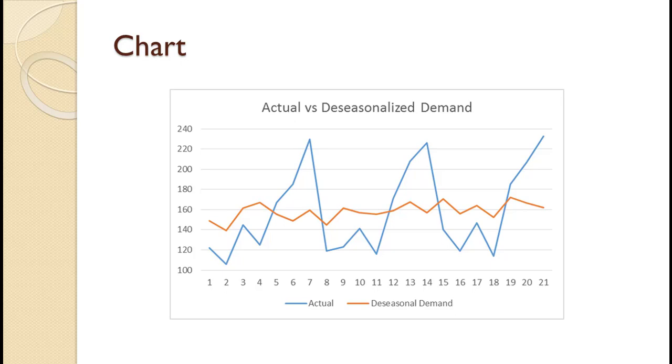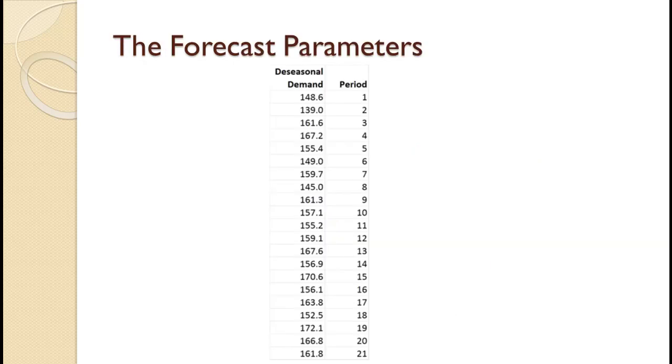The chart on the slide shows the actual demand in blue and the deseasonalized demand in orange. Notice how much less spiky the deseasonal demand is. The next step is to prepare a forecast using simple regression. Simple regression forecasting was covered in an earlier tutorial and will not be discussed in much detail here. If you have questions, refer to that tutorial.